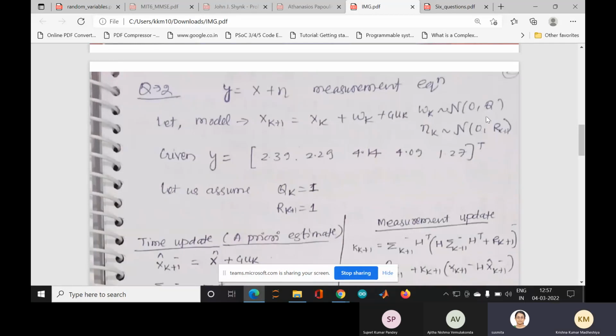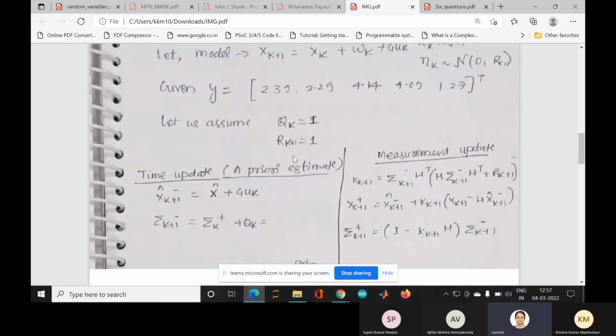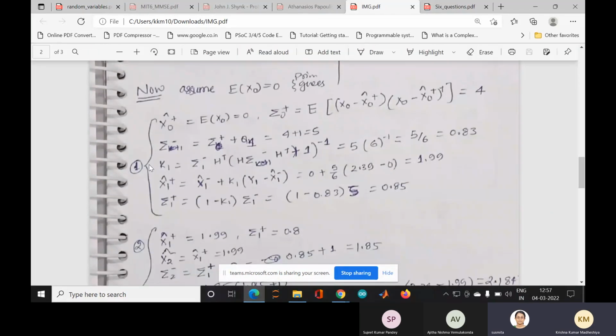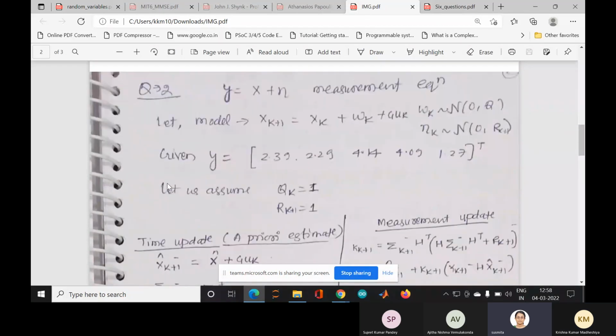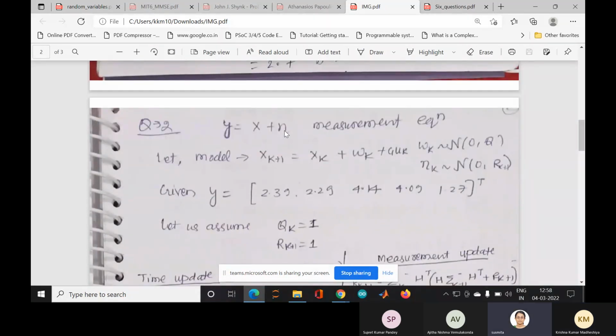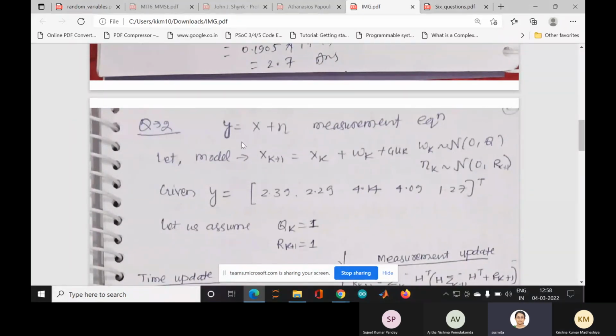Then what about r? R is given. Why are you assuming R? What value of R will you take from the problem statement? Does it not say anything about the measurement noise? Yes, ma'am. R is actually talking about the measurement error. What is R in the problem? R is 1 actually. It is given in the problem. Okay, next.